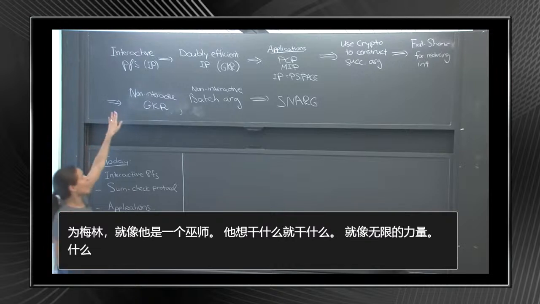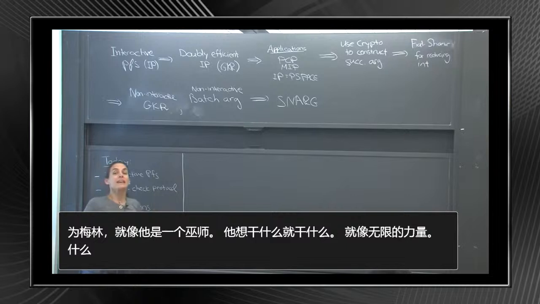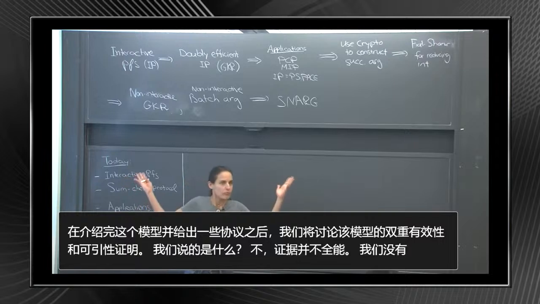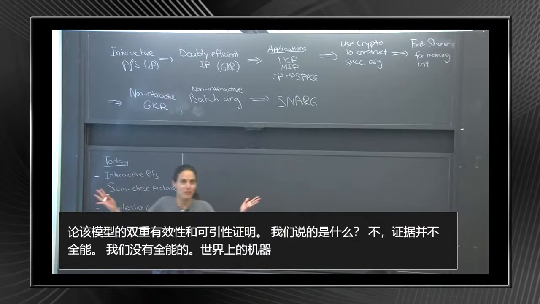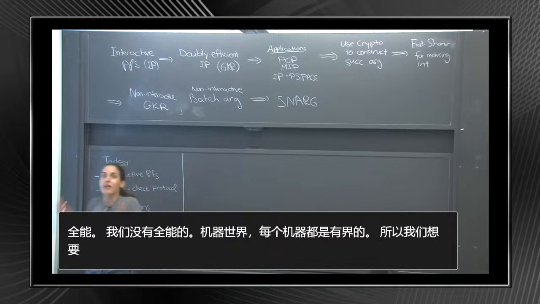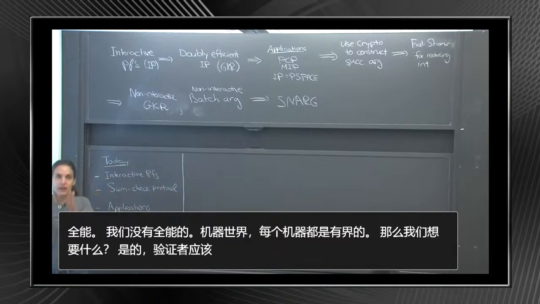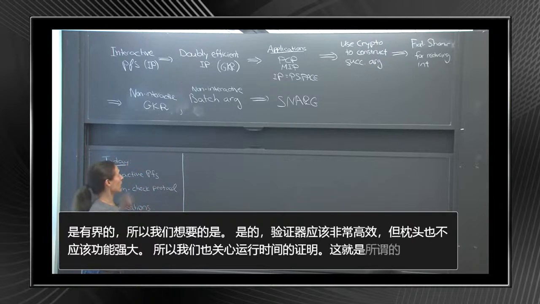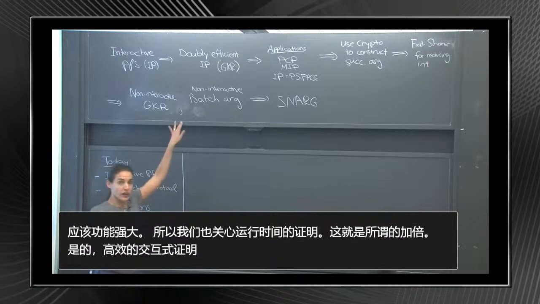What we're going to talk about after introducing this model and giving some protocols is the model of doubly efficient interactive proofs. And here what we say is, no, the prover is not all-powerful. We don't have all-powerful machines in the world. Every machine is bounded. So what we want is, yes, the verifier should be very efficient, but the prover should not be all-powerful either. So we care about the prover running time too. That's what's called doubly efficient interactive proofs.